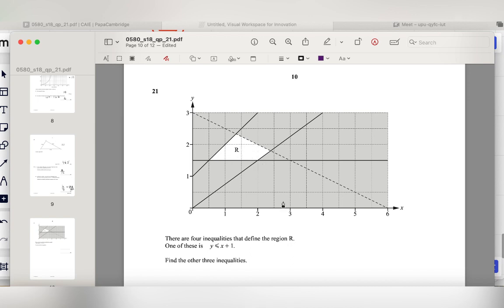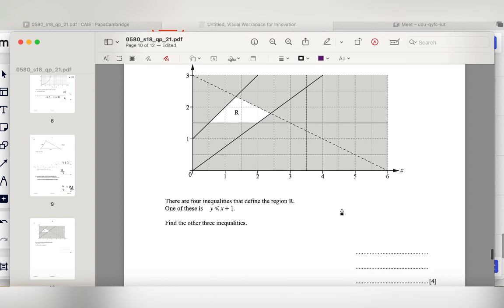we'll say y is lesser than or equal to, because it's a solid line, 1.5. It's 1.5 actually, look at it, midway between 1 and 2. So y is lesser than or equal to 1.5. That's our first inequality, the easiest of it all.